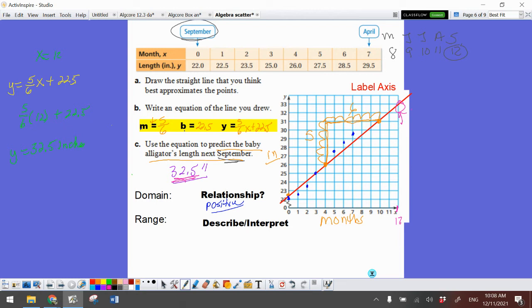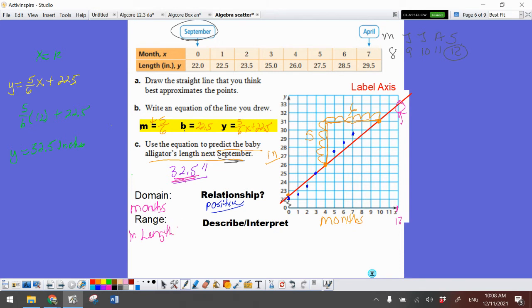Okay. All right. So let's hit our domain. Our domain is our X value, which is our months. The range is our inches, which is our length of the alligator. Write that a little bit better. Length.